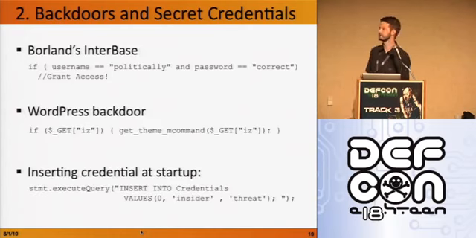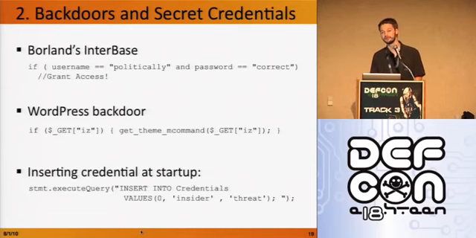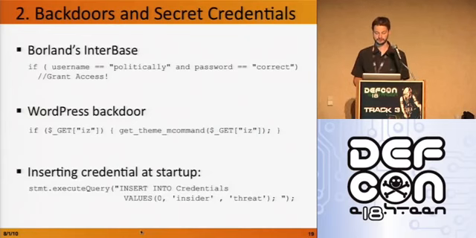A couple of examples over here. Well, I've explained already the Borland Interbase example, where you insert a hard-coded username and password. Another one to secure your way afterwards was the WordPress backdoor. So you can still execute commands on the server itself if you know the special parameter. Knowing the special parameter means you can execute whatever you want on the server. So later on you can grant yourself access.